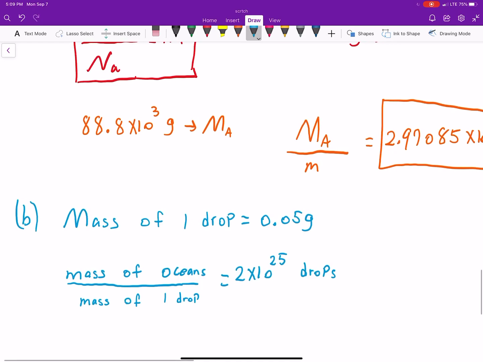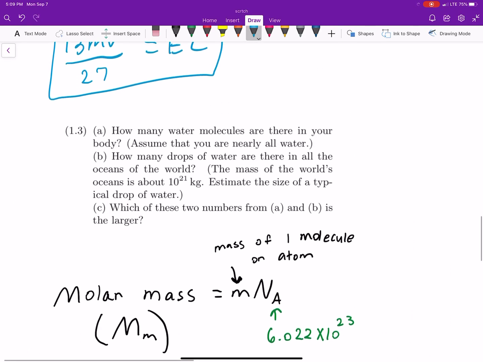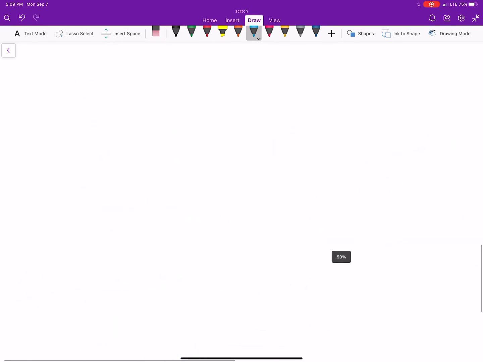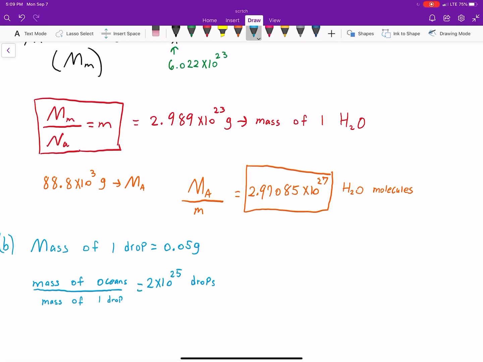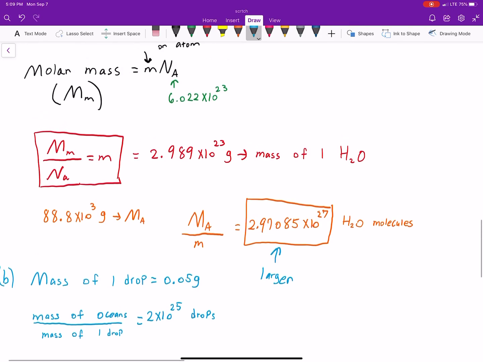And then part C is just a comparison: which one of these numbers is larger? And we can obviously see that this number is larger. So how do we interpret that? There are more water molecules in your body than there are drops of water in the ocean. So kind of crazy, right? So that was the problem. It was pretty straightforward. There wasn't a whole lot you needed to work through, so hopefully that makes sense though.